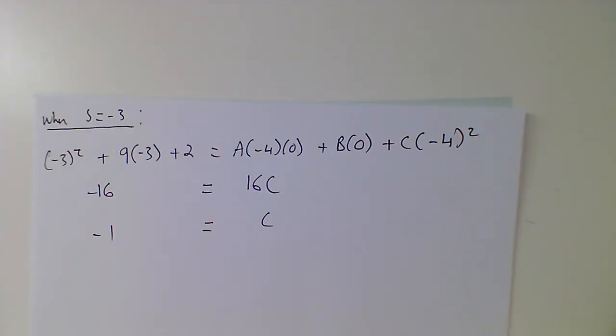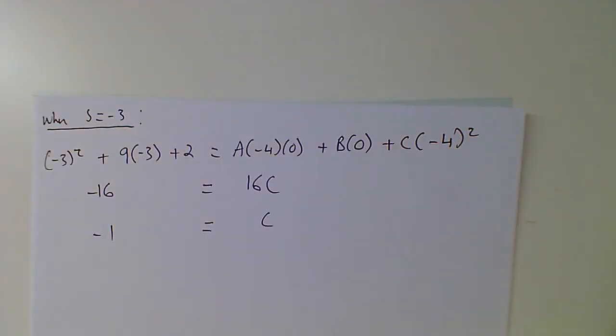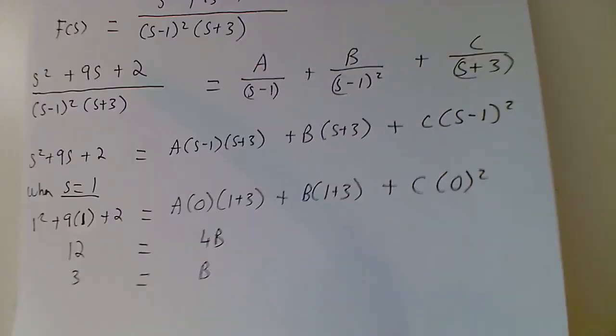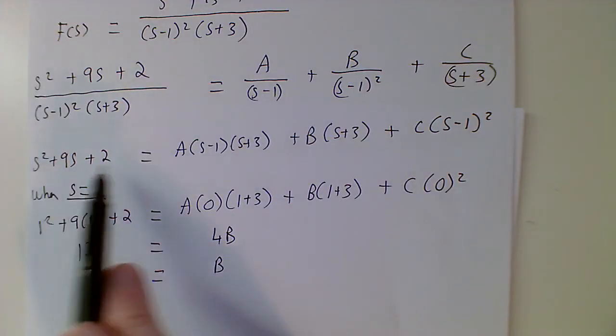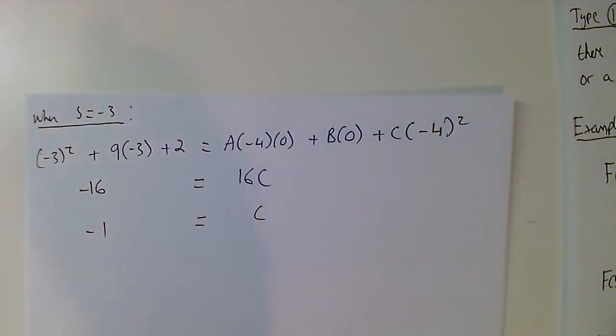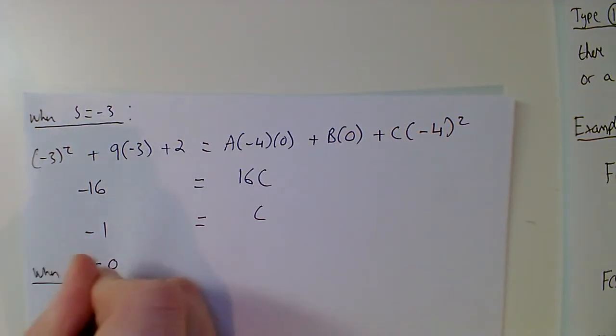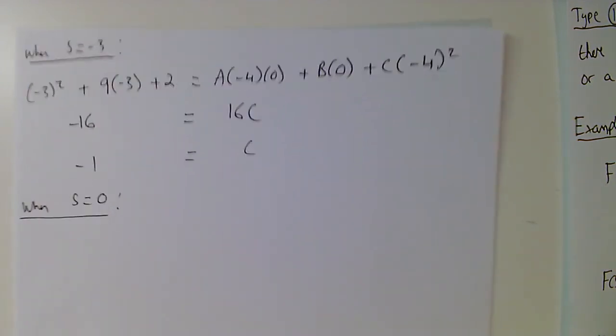So I've got a value of B, I've got a value of C, I need to find the value of A. So I go back to my equation that I find stuff from, which is this one here. There's no other brackets that I can make 0. So in that case, you choose s to be 0. Okay, so you just put 0 in place of all your s's.